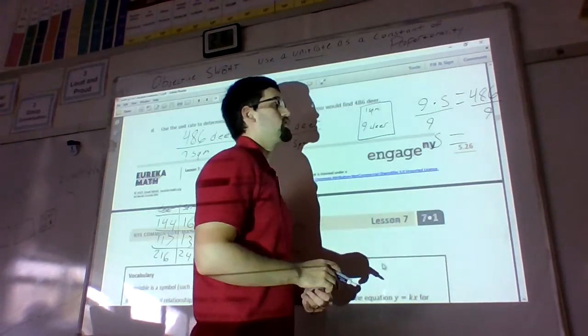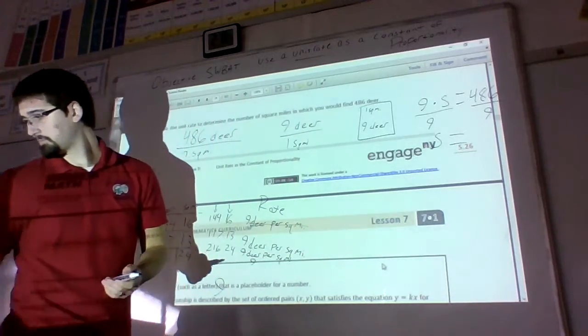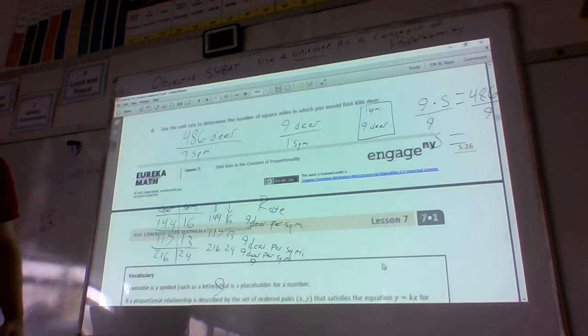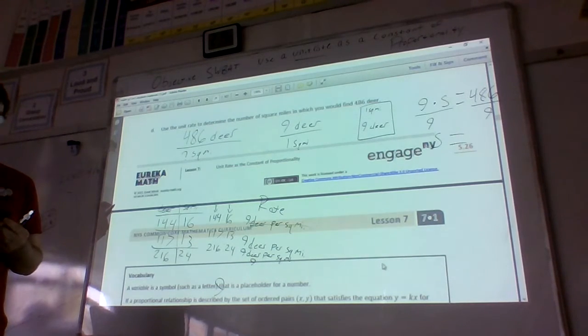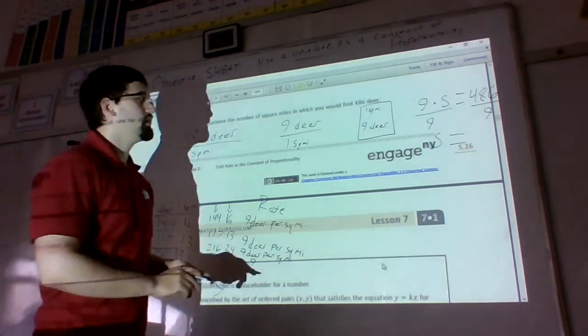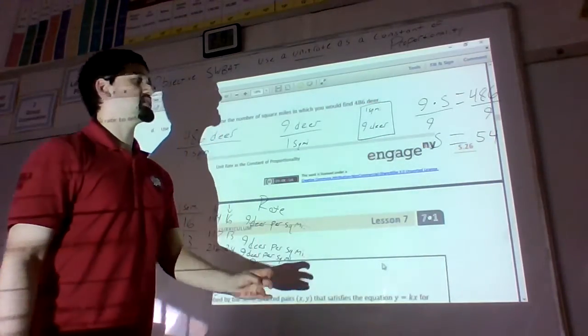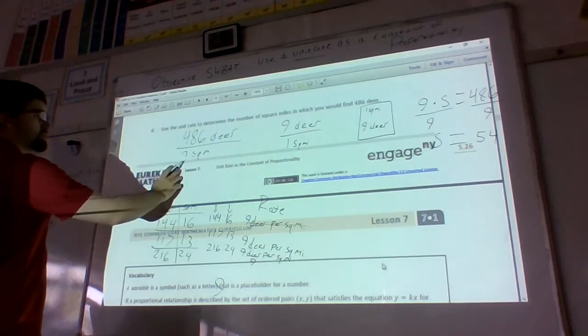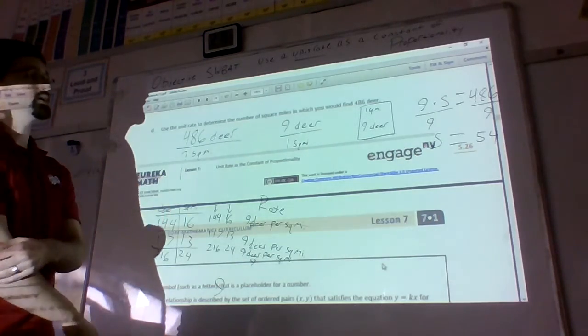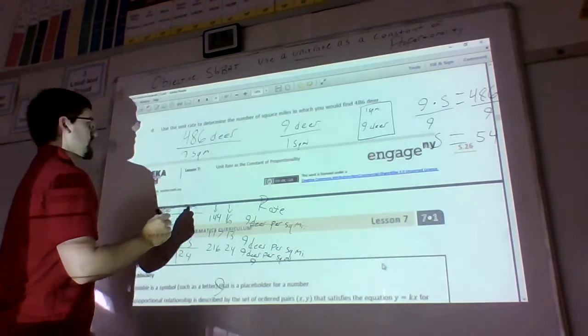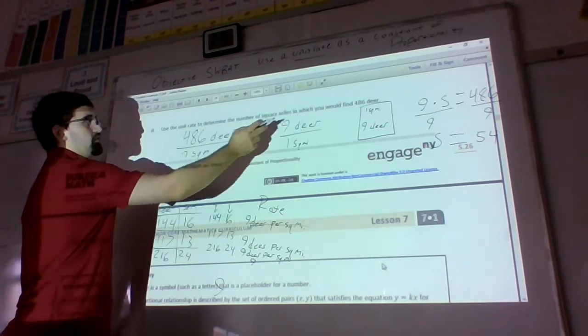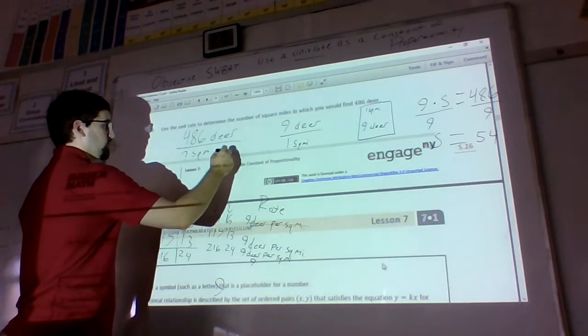So if I divide 486 divided by 9, what do I get? Let's see. Again, mental math, I think that's going to come out to 54, but let me do it on the calculator. Yeah, 54. And what does that 54 mean? What does S equals 54 mean? That was what we were solving for over here. So that would mean that the number of square miles that we would find 486 deer in is 54.